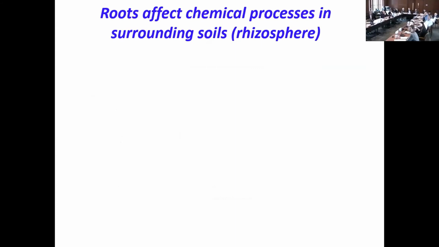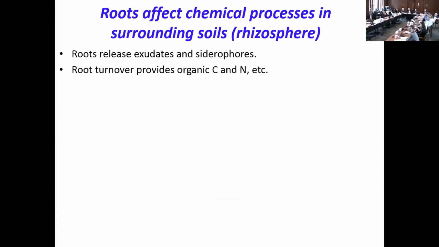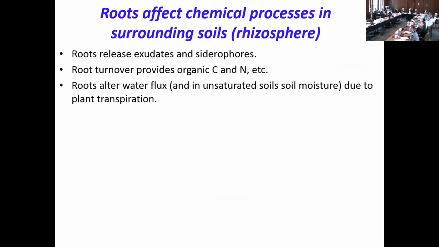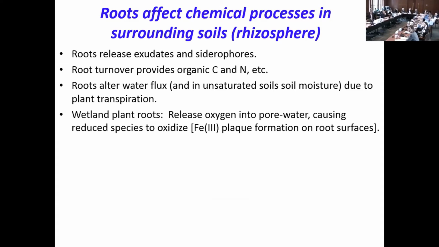So we have to see what may be missing and why something is reacting or why not. Okay? Now, moving on to the next little topic, roots. If we're talking about soils, roots are quite complex. They release root exudates or siderophores. Root turnover provides a carbon and nitrogen source that will affect the soil chemistry. Plants alter the water flux as plants lose water and in the unsaturated soil, it will dry out. It will change your redox conditions. In saturated soils, it will make the water flow through the plant. Let's say wetland plants, for example.